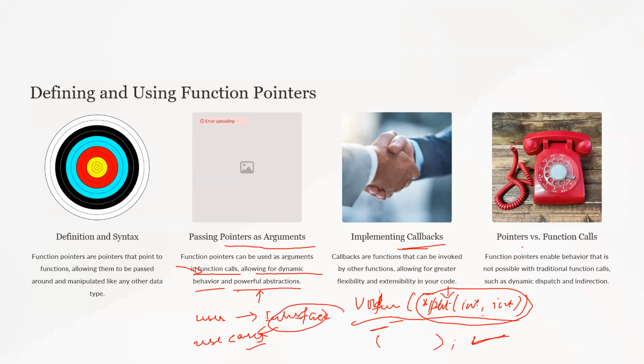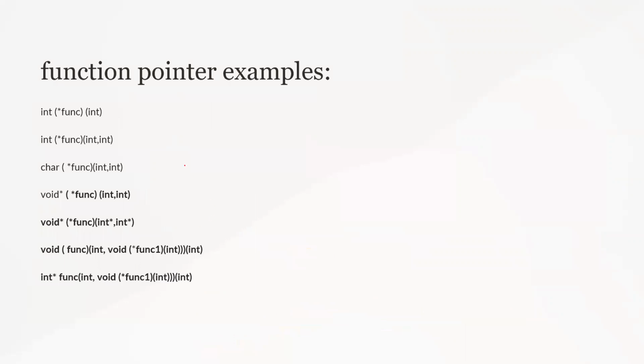And what is the difference between function pointers and function calls? Function pointers enable behavior that is not possible with traditional function calls, because traditional function calls are very static. By looking at the code, or while writing the code, we know how that function is going to behave, and that behavior is not going to change at runtime. But when we want dynamic behavior, we need to use functions as pointers. So these are some examples.